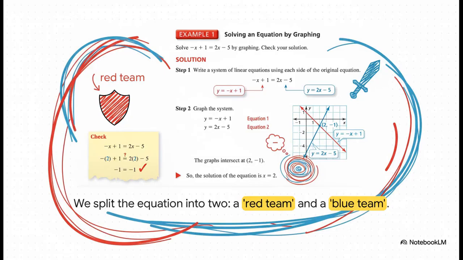So just like we planned, we split it. We've got 2 teams. The left side, negative x plus 1, that's going to be our red team. Its equation is y equals negative x plus 1. And the right side, 2x minus 5, that's our blue team. Its equation is y equals 2x minus 5. See what we did there? We turned one algebraic problem into a visual showdown between 2 lines.